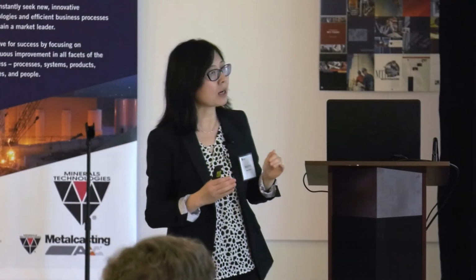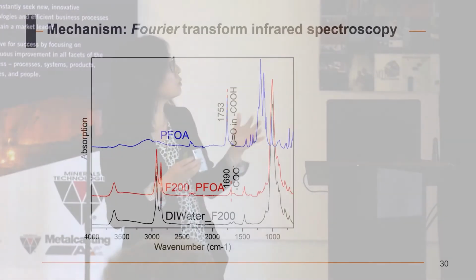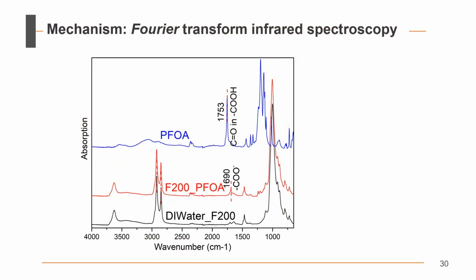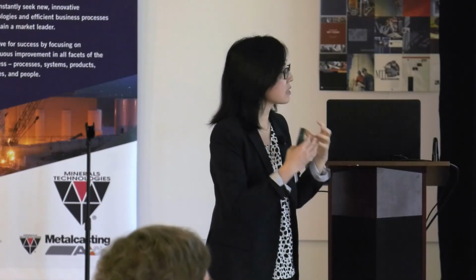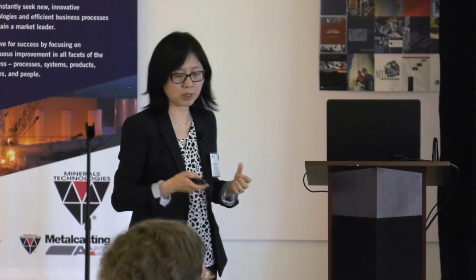Why was there such a strong interaction? We just look at the mechanism a little bit. So we ran FTIR analysis, and we saw, okay, the top one, the blue one, is PFOA only. In the middle is PFOA taken up by FLUORO-SORB 200. Bottom is FLUORO-SORB 200 only. So we see a little shift in the carboxyl group, and that means a kind of very strong electrostatic attraction. So that might be one of the mechanisms that holds PFAS tightly within FLUORO-SORB 200.